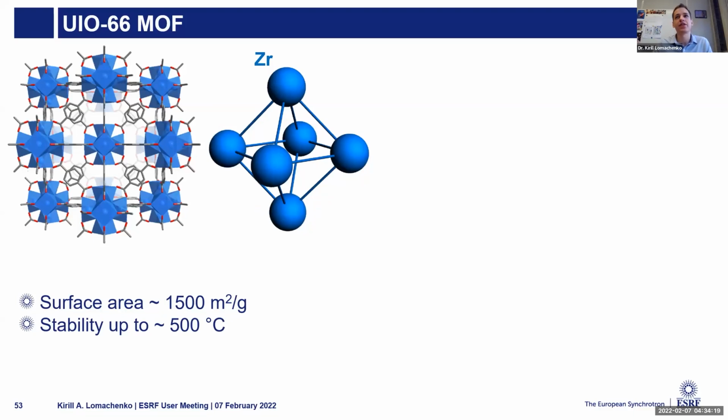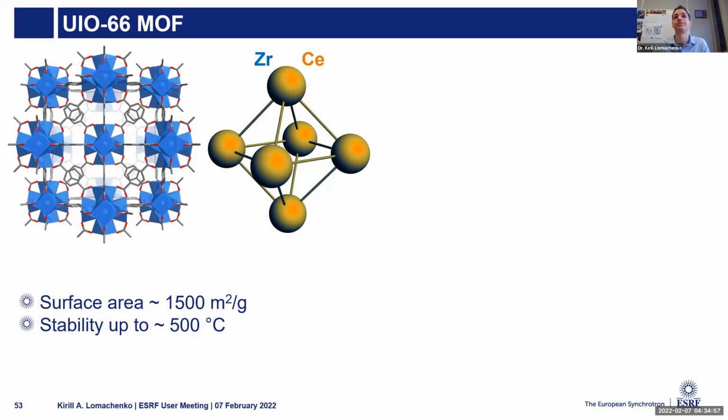And the thing is that zirconium by itself is not very redox active. So for catalysis, it's hard to use it for some redox applications the way it is, this zirconium oxide octahedra. And so one of the ideas that came later was to substitute the zirconium with something that is redox active, for example, with cerium.